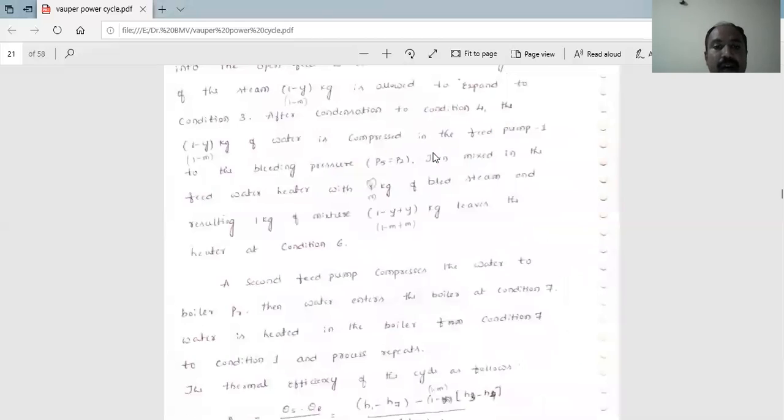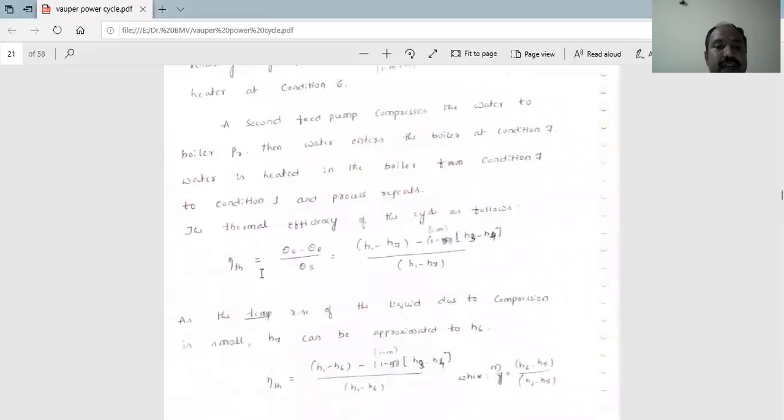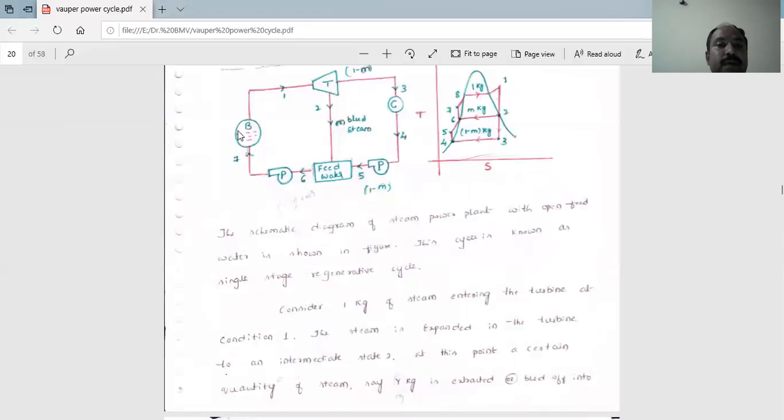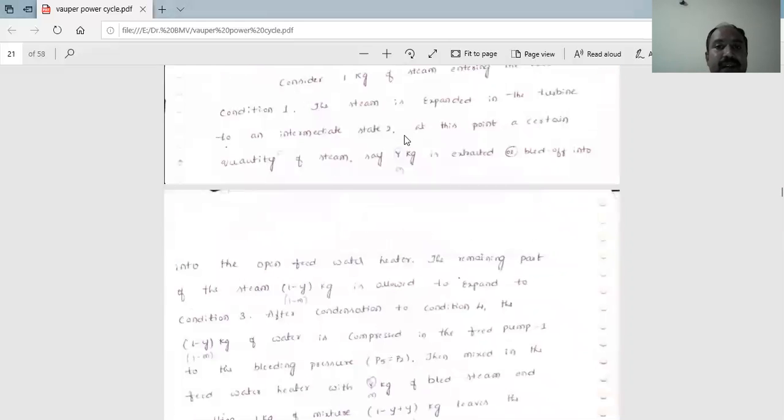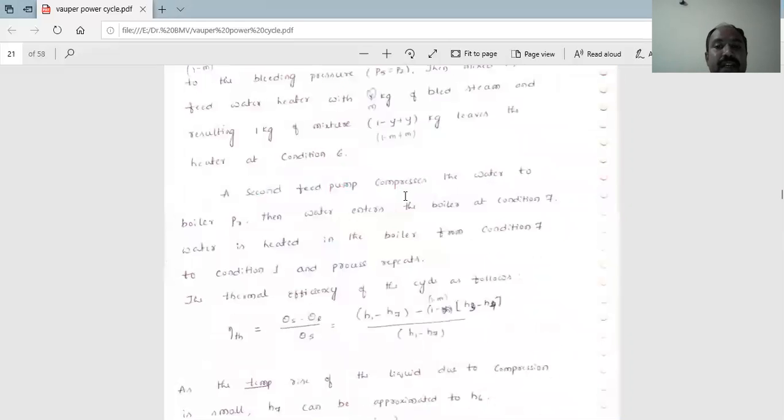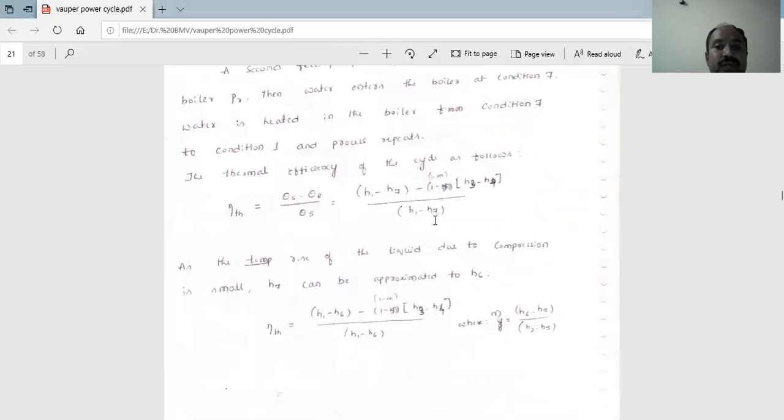Okay. Now here we have a very simple expression: thermal efficiency is equal to heat supplied minus heat rejected, divided by heat supplied. Heat supplied takes place as H1 minus H7, in the boiler, in the process 7 to 1. So it is H1 minus H7 minus (1 minus m) into (H3 minus H4), divided by H1 minus H7. Heat rejection takes place in the condenser, that is H3 minus H4, which I have written here.